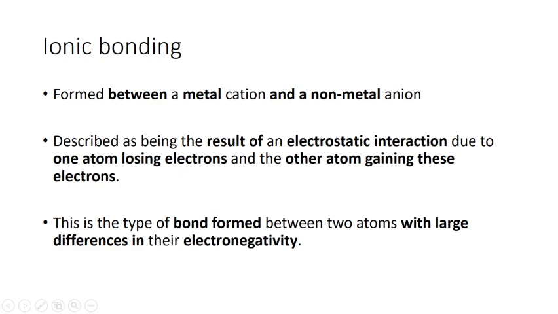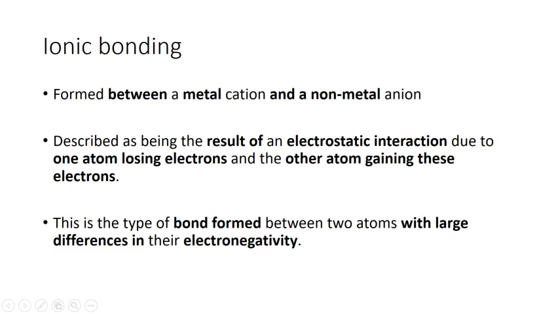So we'll start here with ionic bonding, and this is going to be a bond, like I said, formed between a metal cation and non-metal anion. Hopefully those words are not unfamiliar to you by this point. What this bond is normally described as is an electrostatic interaction that results because of one atom losing electrons to form the positive ion, and the other atom gaining electrons to form the negative ion. And this type of bond forms between two atoms with large differences in electronegativity.